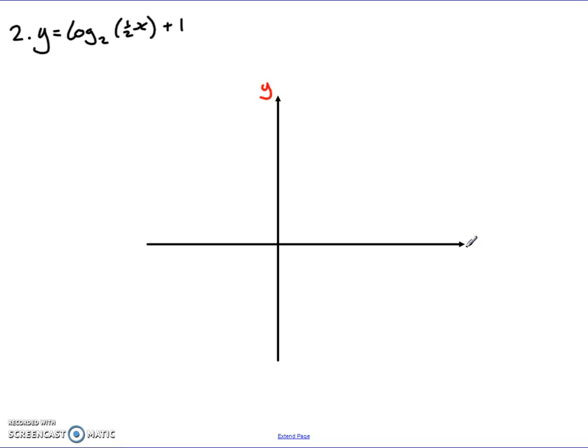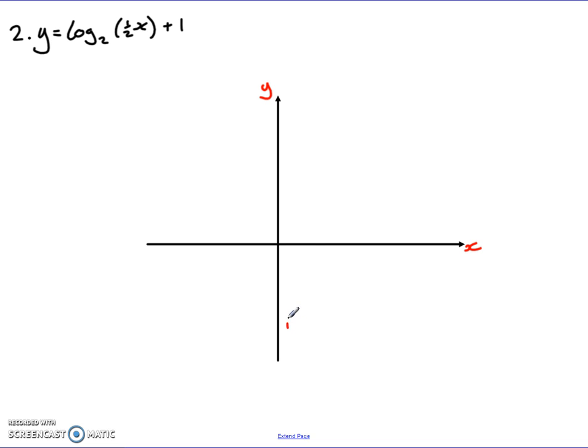So our point that was at 2 comma 1 will now stretch out to 4 comma 1. Our x-axis intercept, which was at 1, stretches up to 2. So we've got our two key points there. We know where they've gone to for that transformation. We then look at the second part, the plus 1. Now this is going to affect the y direction because it's not partnered with the x. This will shift everything up by 1.